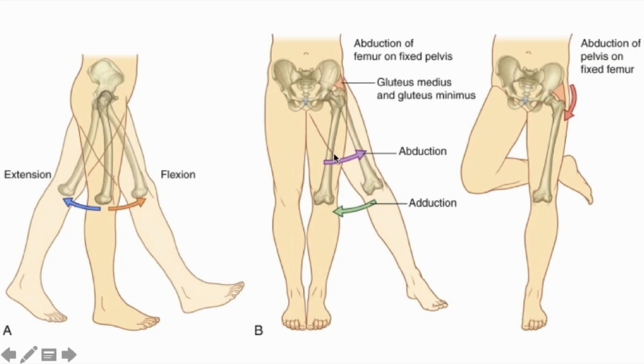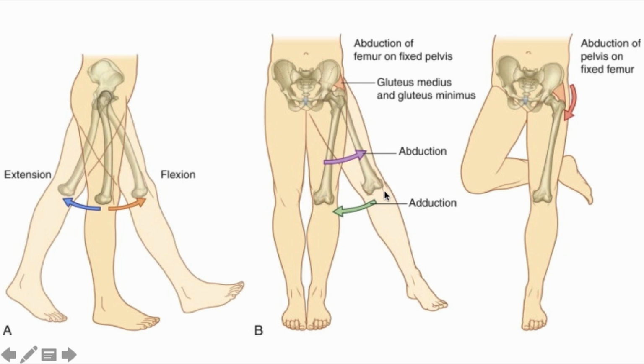Then we also have abduction, taking the leg away from the body, and then we have adduction, which is moving back to neutral position or even past neutral position. That's adduction, adding the leg back. And then we have abduction of a fixed pelvis on a femur, and abduction of a pelvis on a fixed femur.